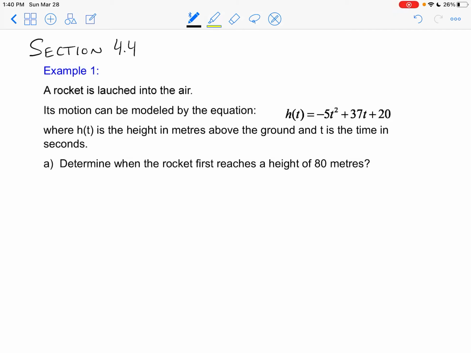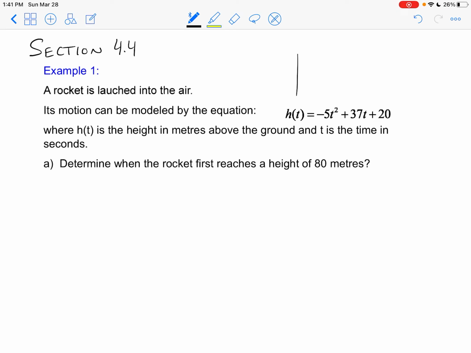Alright, this is the first word problem example in section 4.4. So the key with these word problems is to remember to think about what the equation and what you're solving for actually means physically. You'll see that here a couple of times in this example. So we have a rocket is launched into the air, and its motion is modeled by this equation.